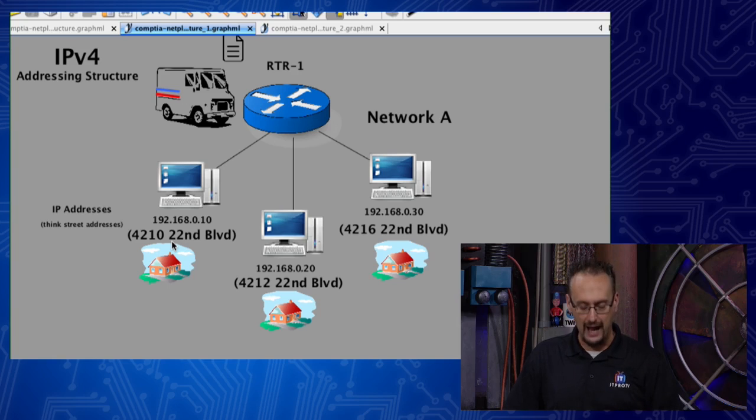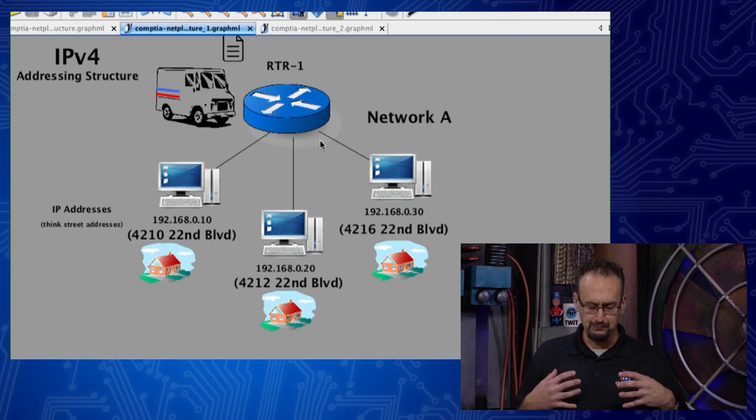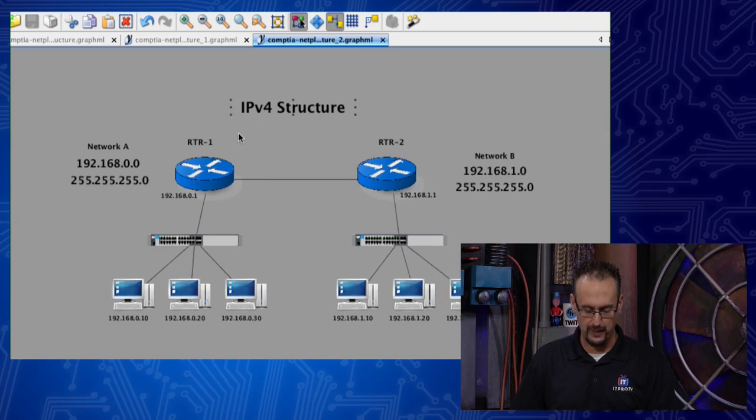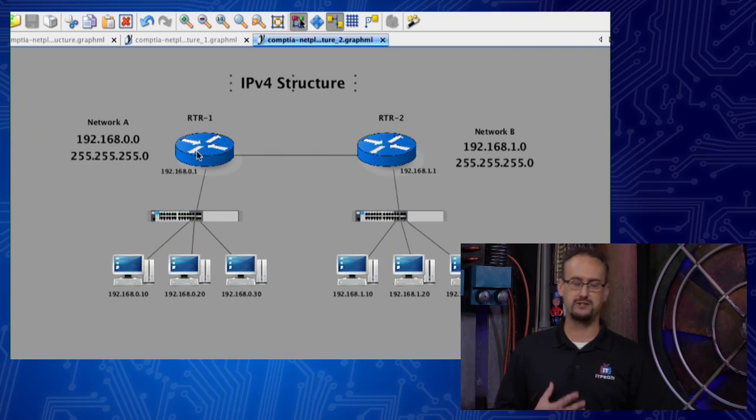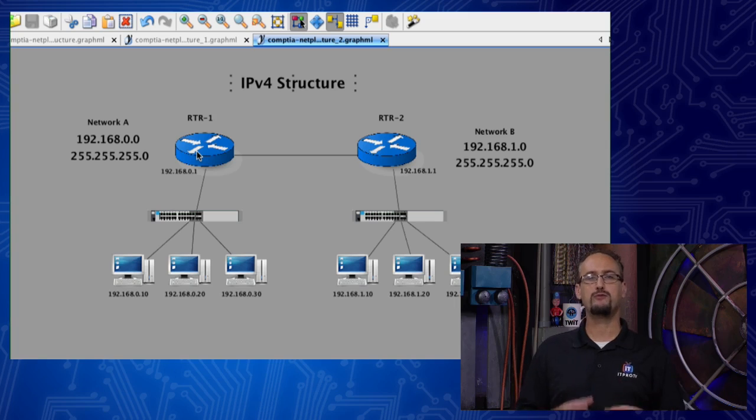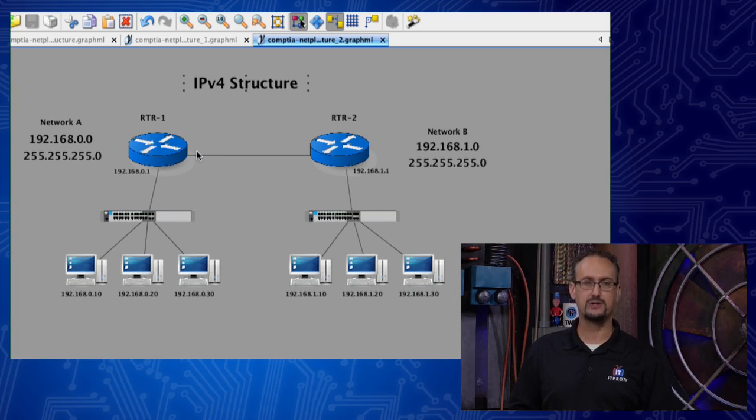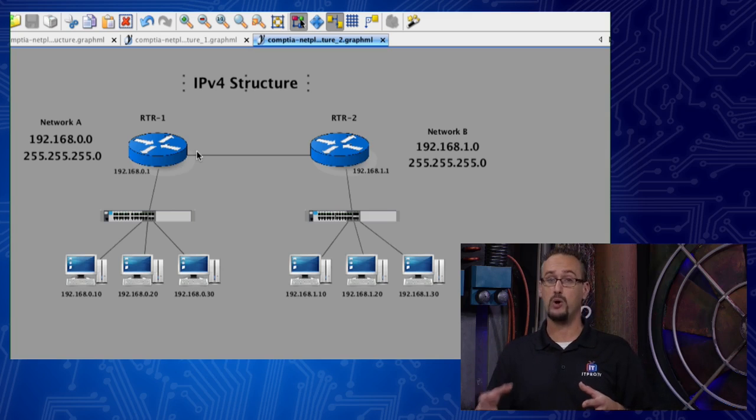So how do we get to this point? Well, there are a couple of rules you need to be aware of. In order for two computers to be considered on the same network, they have to have the same network ID. And they also have to be uniquely identified. They can't have the same house number. They can't have the same node identifier.